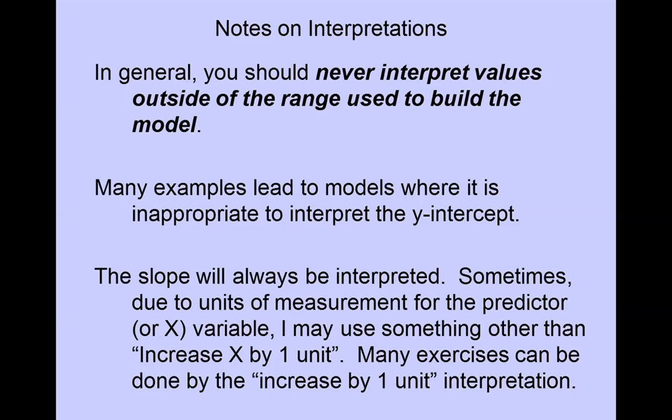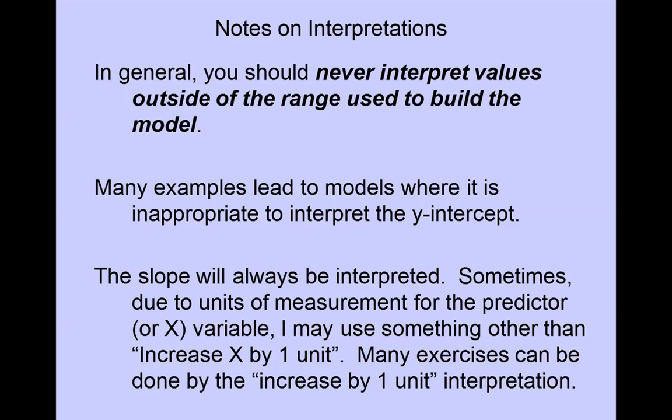Now sometimes, due just to the units of measurement for the predictor variable, the x variable, I may use something other than just increasing x by 1 unit in an example. But a lot of exercises can be done by saying if x increases by 1 unit, this is what happens to y. If you were looking, for example, at weights of diamond rings, those are measured in carats, and a lot of times you don't increase by a full carat at a time. So you may increase by 1/10 of a carat or 1/4 of a carat and look at the resulting change in price of diamond jewelry.